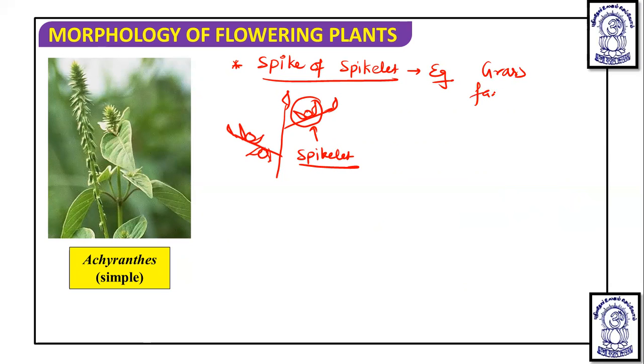grass family, that is Poaceae, or Gramineae. So dear students, spikelet means the sessile flower is covered by two bracts. One is fertile and one is infertile, then it is known as spikelet. And when a spikelet is present in a sessile way on the branch, then it is known as spike of spikelet.